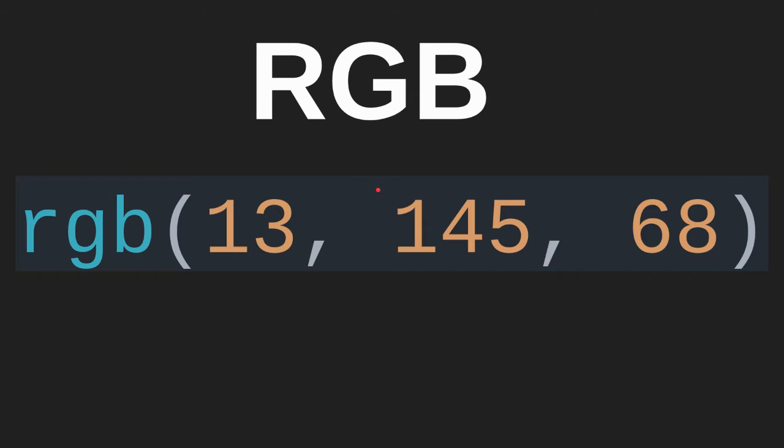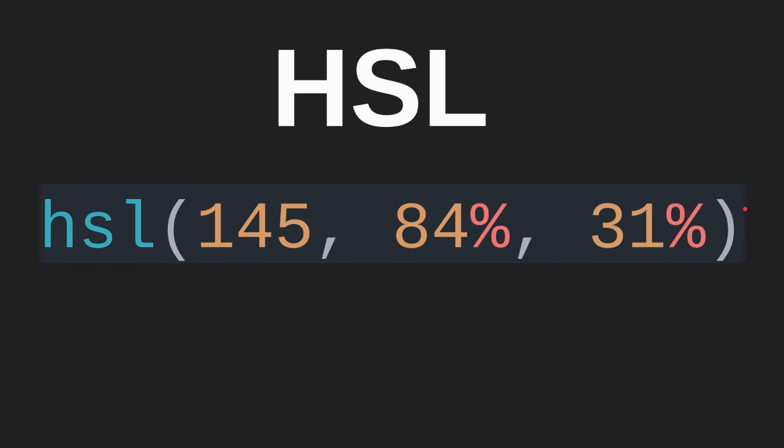Next we've got RGB, which is just the same as hex, but in decimal format. Next we've got HSL, which I will go over in a few slides. But first, I want to tell you that all of these color models represent the same color, this happy green.